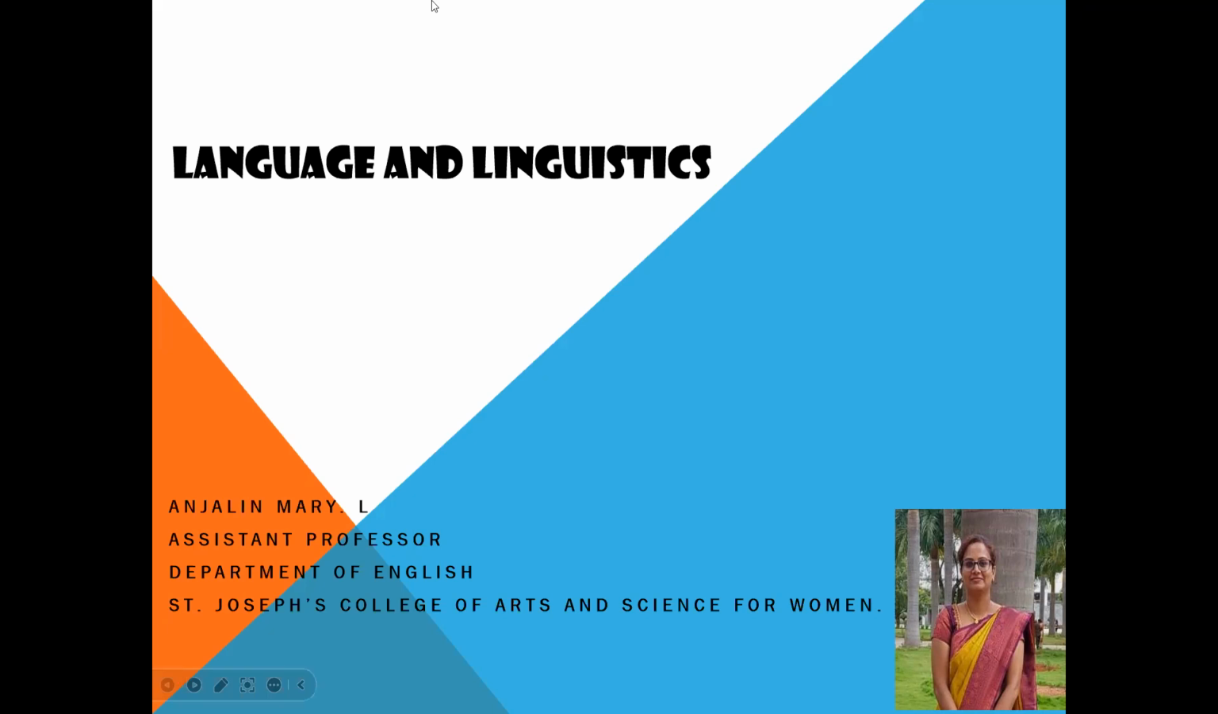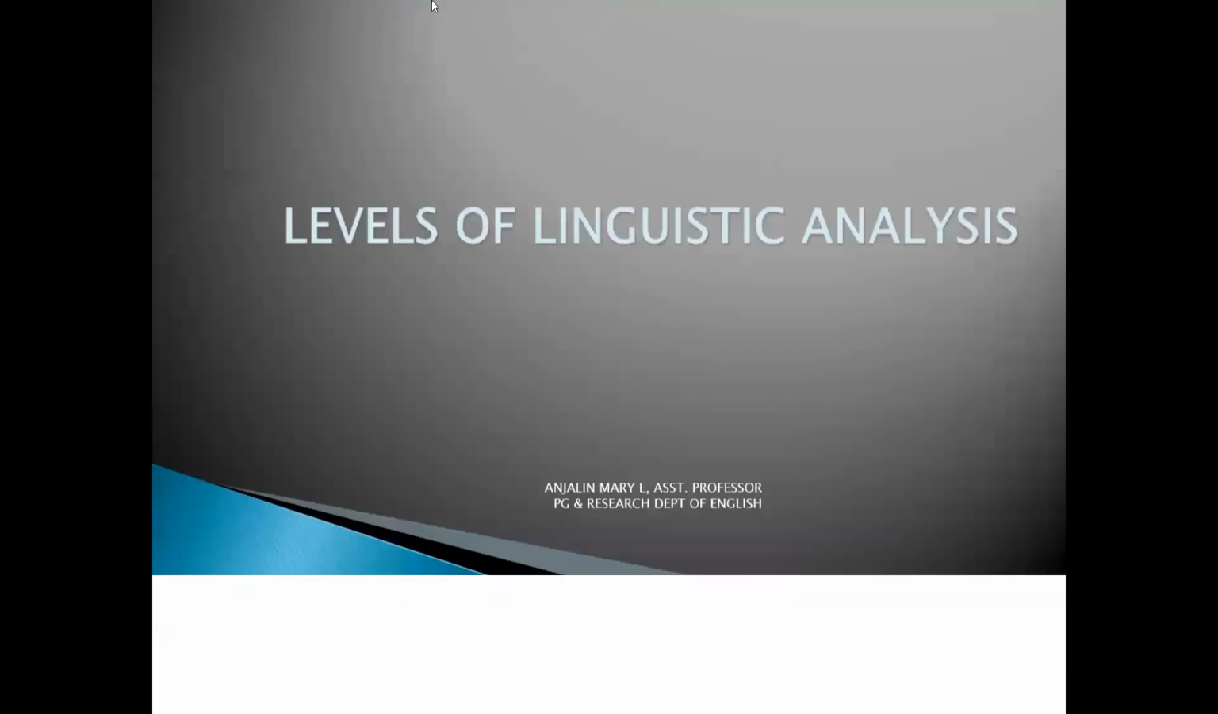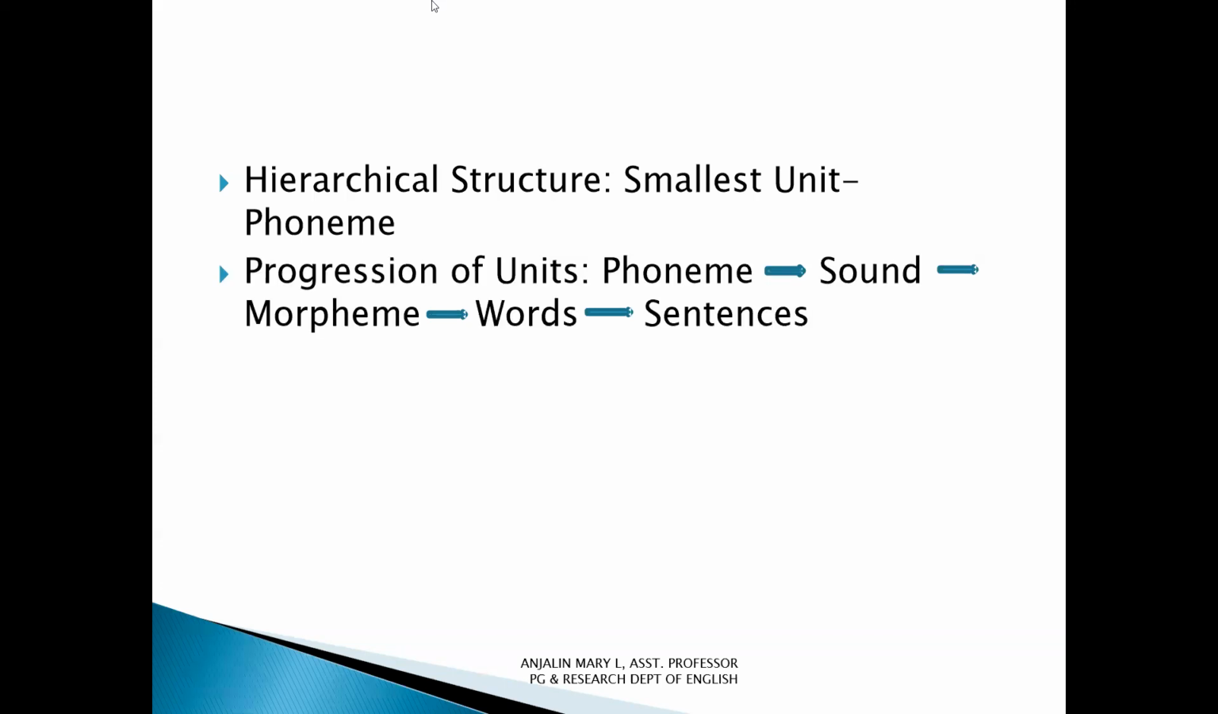Hello all. In today's class, we are going to see the levels of linguistic analysis. So we all know language is hierarchically structured with units made up of smaller units. This means that language has a hierarchical structure and it is made up of units which are themselves made up of smaller units, which are made of still smaller units, till we have a smallest indivisible unit which is called a phoneme.